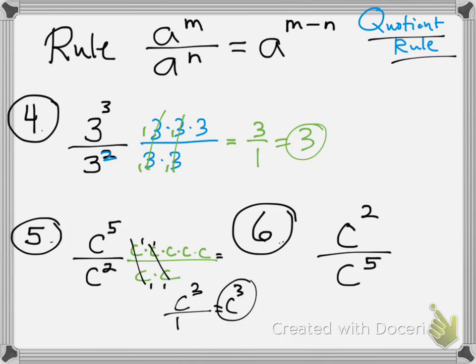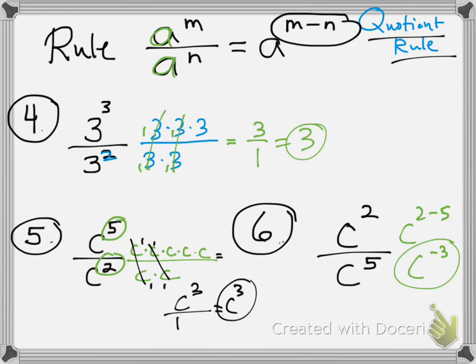So it looks to me like you subtract the exponents if you have the same base, which was a to the m over a to the n, m minus n. 5 minus 2 is 3. Easy. Piece of cake. So 2 minus 5 would be c to the negative third.